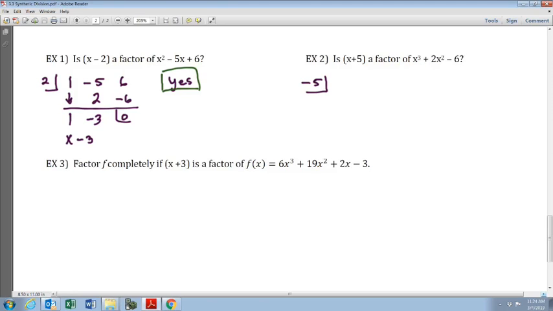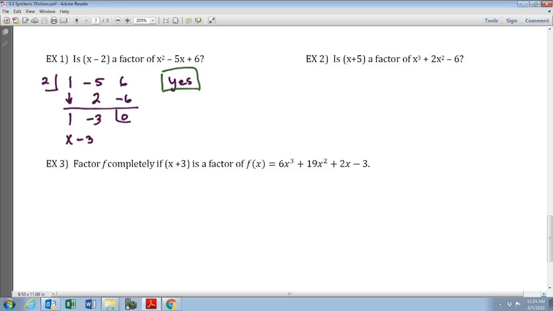On number 2, actually, let me go back just a little bit. So if we actually had to find the answer, it was x minus 3. But the question was, is x minus 2 a factor? And the answer is, yes, it is a factor. So you may want to try number 2, and then you can check the answer that I give.